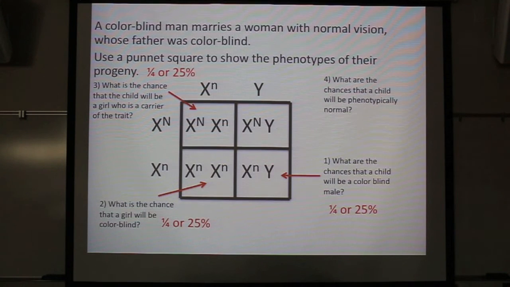And then they ask, what are the chances that a child will be phenotypically normal? In other words, regardless of male or female, what are the chances that you have a child that will not be colorblind? In that case, it would be 1/2 or 50%, because both of these individuals here would be phenotypically normal for the colorblind trait and would not have color blindness. One would be a female, one would be a male, but they just ask you what the chances are of having a child like that, and they don't specify male versus female.